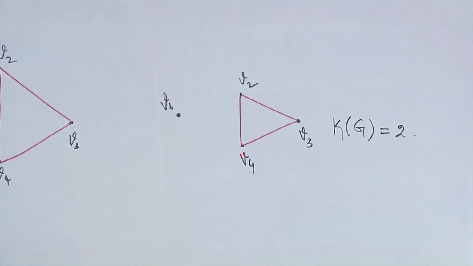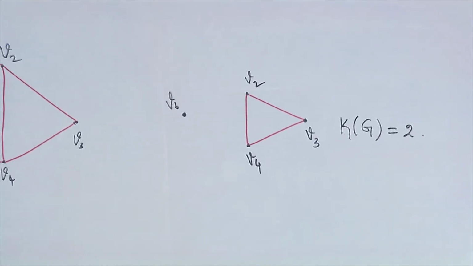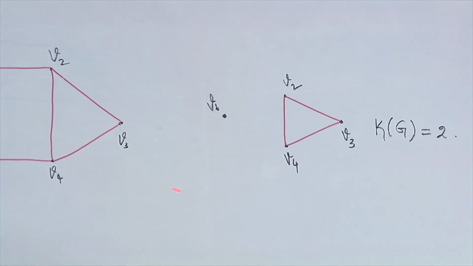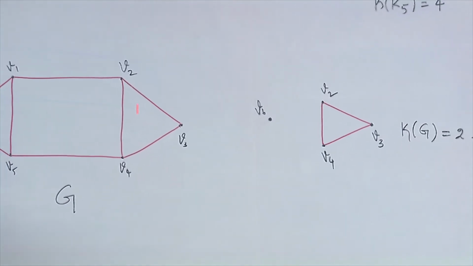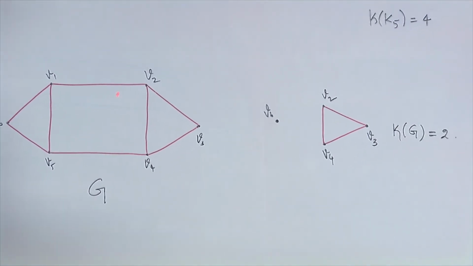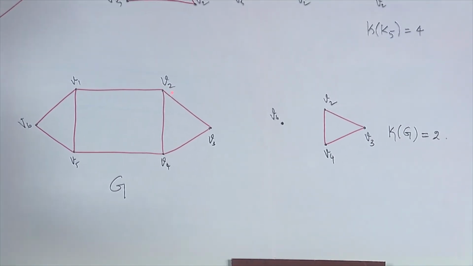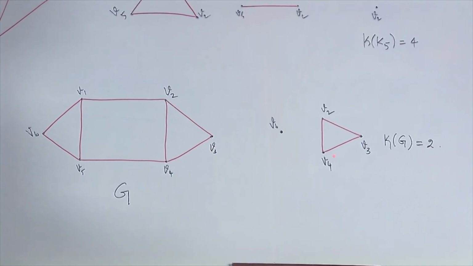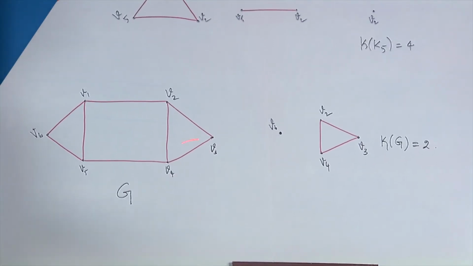So the connectivity, that is the minimum number, of this graph is 2. I can also remove these two vertices, keeping all the other vertices as is. If I remove V2 and V4, I still get a disconnected graph. So the connectivity of this graph is 2.